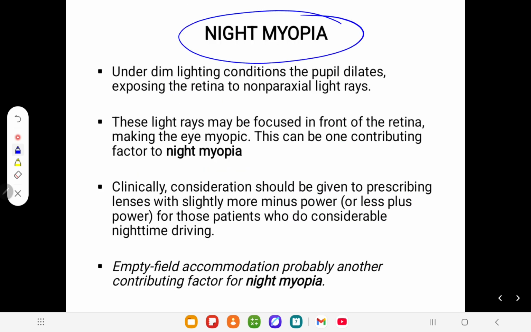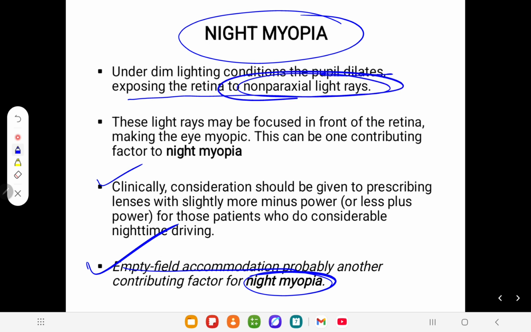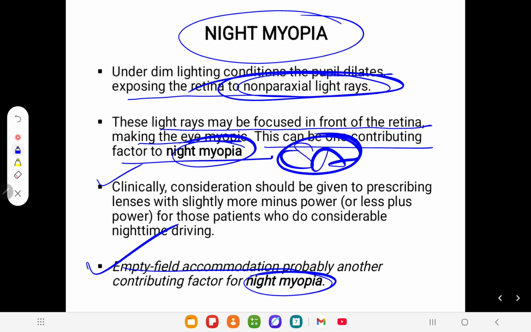And night myopia, see, when we are talking about night myopia, there are multiple factors. One factor is empty field accommodation, which happens with pilots or astronauts. Another factor is that under dim light conditions, the pupil dilates and exposes the retina to non-paraxial rays. And with non-paraxial ray formation, peripheral rays focus in front of the eye. That's why this light ray focuses in front of the retina and creates myopia. This is one condition for night myopia, which is spherical aberration. Another condition is empty space accommodation. So that's why sometimes I prescribe my patients who complain about night driving and all, 0.5 more minus sometimes.